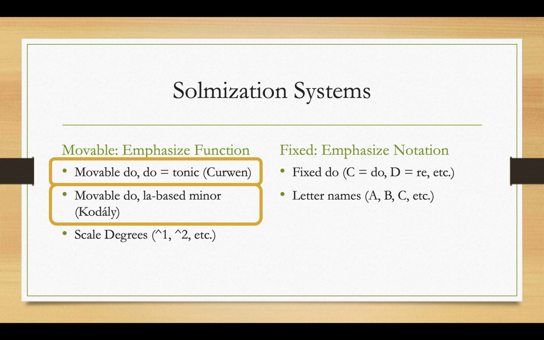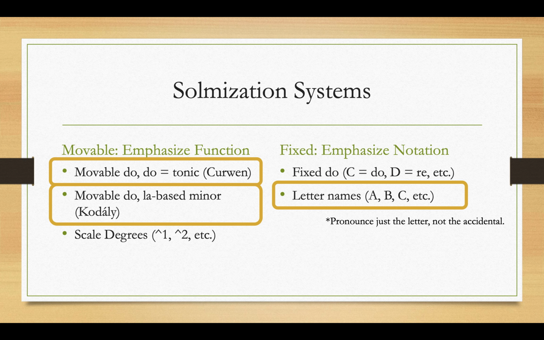However, because it is important for music educators to be conversant with la-based minor as well, we will also include that particular strategy. It works especially well, again, on melodies that vacillate between two relative keys, and it's probably the best system for that sort of repertoire. In order to work on clef reading, we will also be using a fixed system. Specifically, we'll be using letter names. And just remember, when you're using this system, pronounce just the letter, not the accidental.